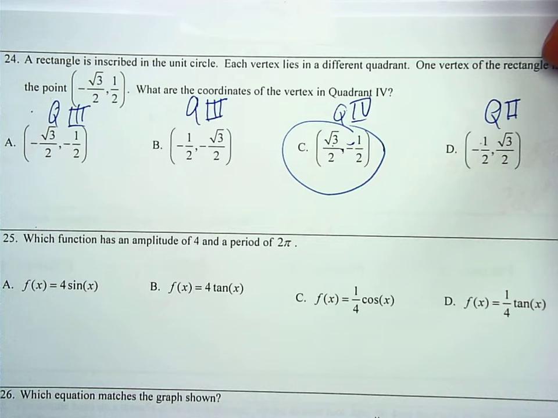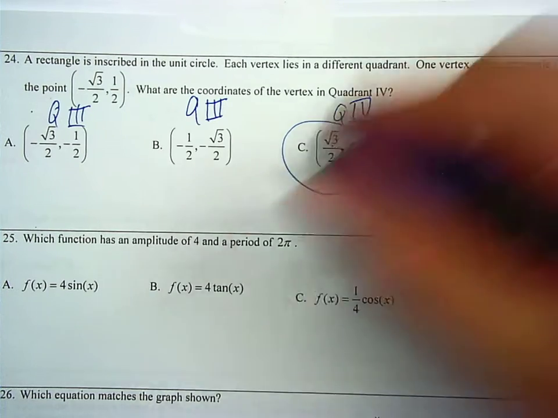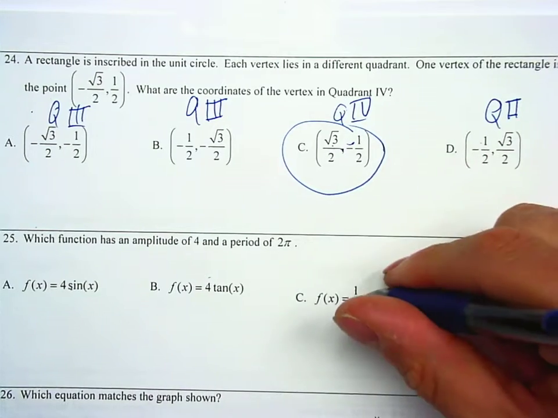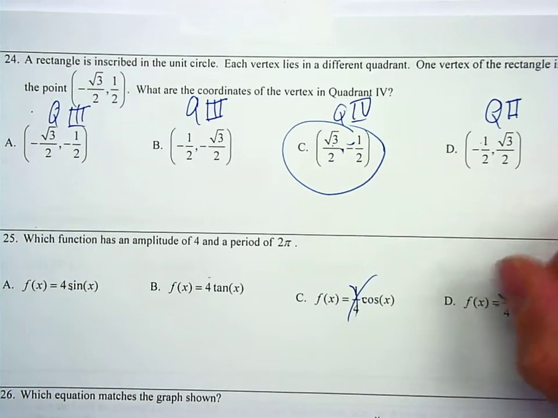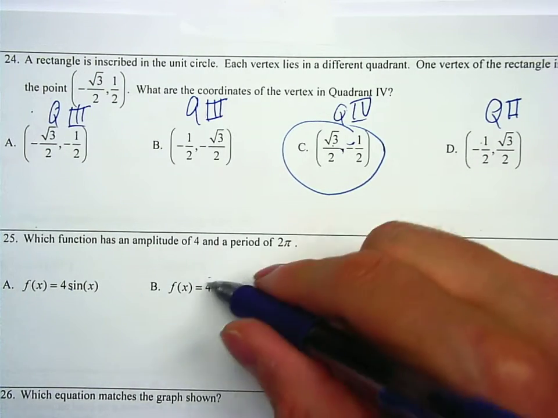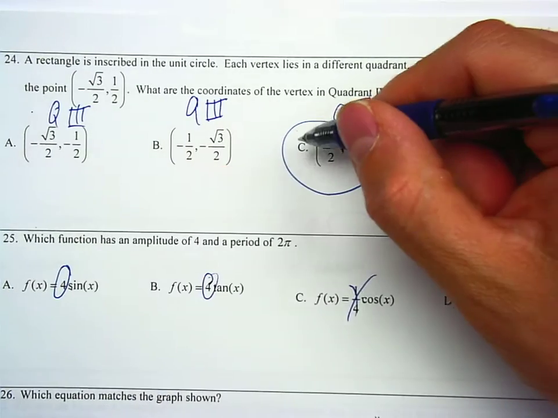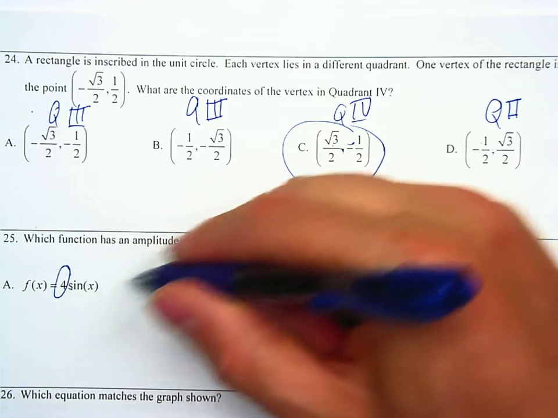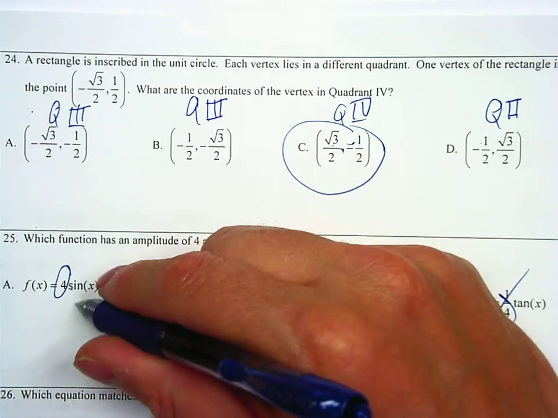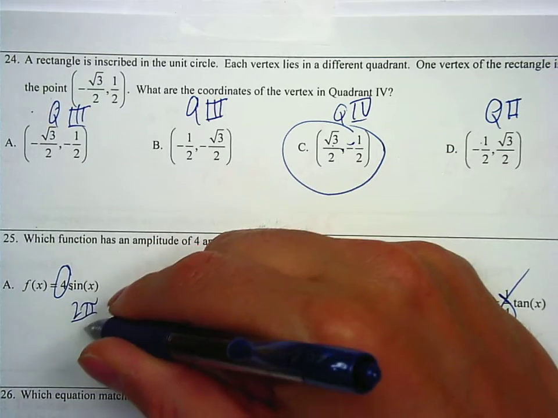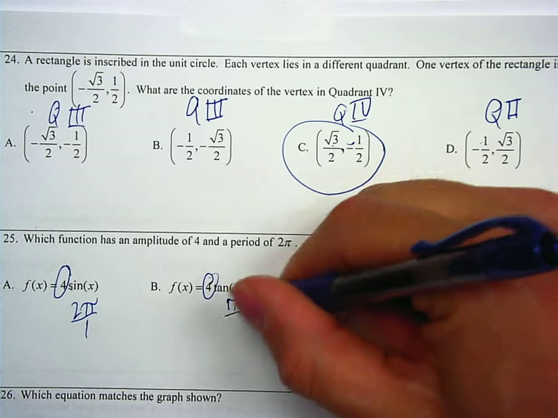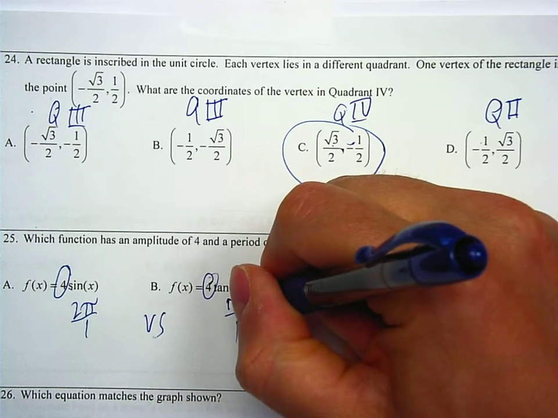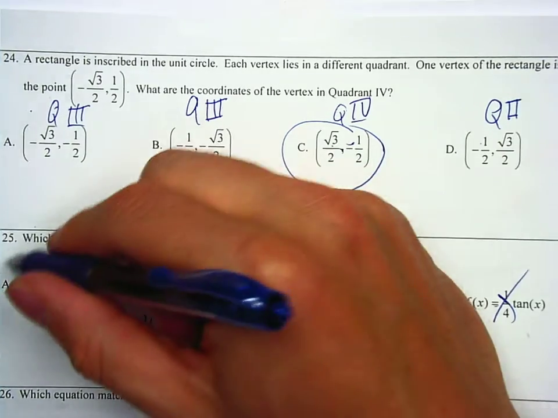All right, which function has an amplitude of 4 and a period of 2 pi? So amplitude, again, is the number in front of the function. Boom, boom, boom, boom. This is an amplitude of 4. This is an amplitude of 4. These both have amplitudes of 4. And then periods, well, for sine, the period is 2 pi divided by b. For tangent, it's pi divided by b. So 2 pi divided by b versus pi divided by b. So this one has a period of pi. This one has a period of 2 pi, like I want. Question A.